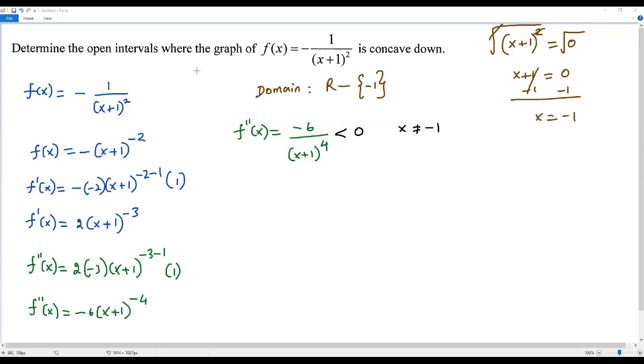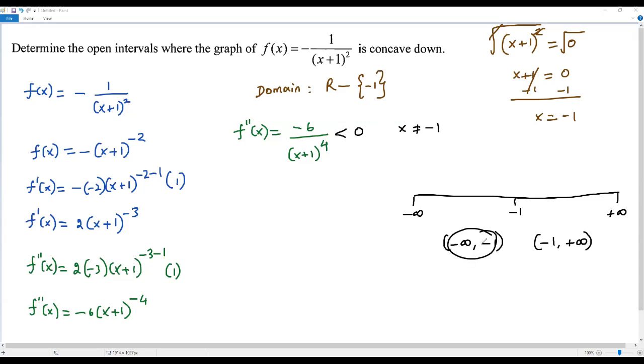Okay, now to get the intervals where the graph of f of x is concave down, we can draw a number line. Now we can plot this negative 1 on the number line, which has been excluded from the domain. On the left extreme of the real number line is negative infinity, and the right extreme is positive infinity. So using this negative 1, we can split the real number line into two intervals. The first interval is negative infinity comma negative 1, and the second interval is negative 1 comma positive infinity.